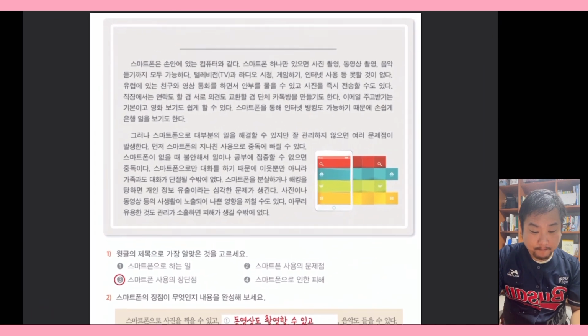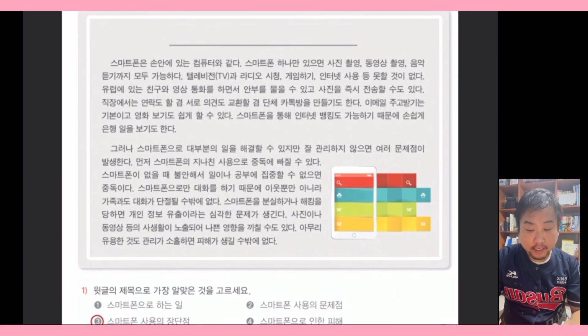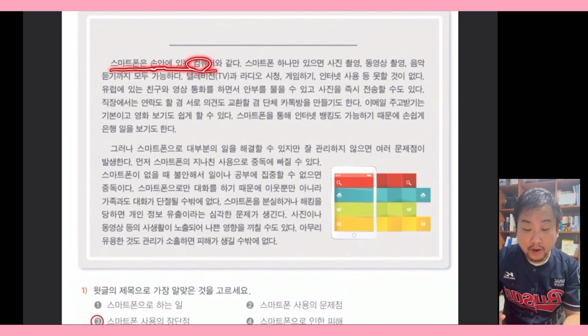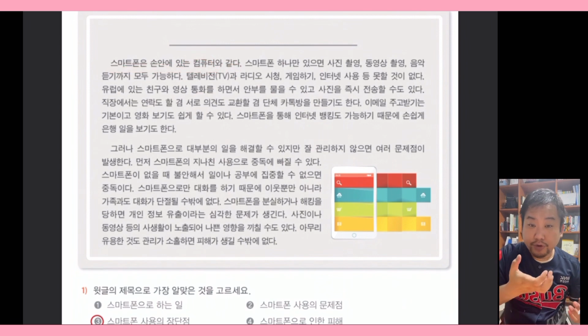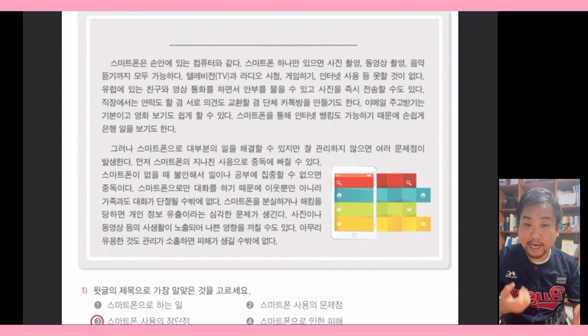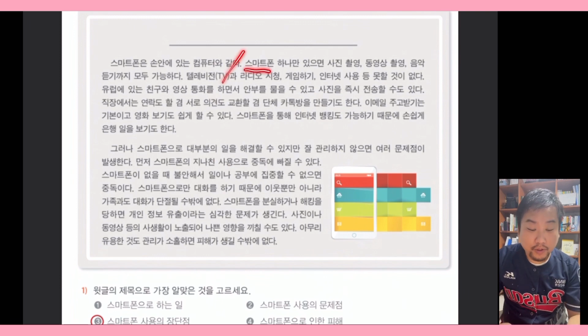So let's see sentence by sentence. 스마트폰은 손 안에, in your hand 안에 있는 컴퓨터와 같다. Smartphone is same as computer in your hand. So we say 핸드폰. 스마트폰 하나만 있으면 just single smartphone. 사진 촬영, take a picture, take a video, and 음악 듣기, listen to music. Everything is possible. TV와 라디오 시청.